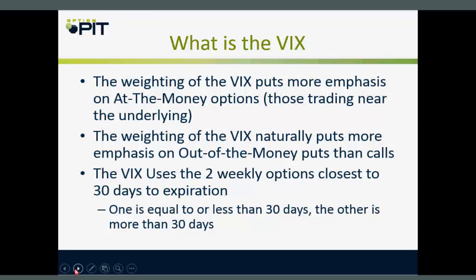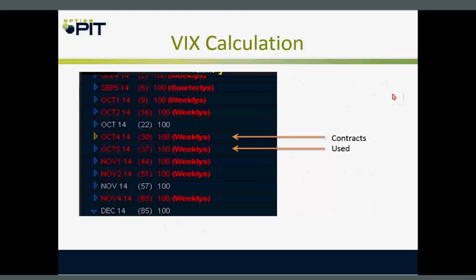The weighting of the VIX puts more emphasis on at-the-money options. So really, the at-the-money level, where the S&P is trading, is the biggest driver of where VIX is going to trade. Next, it's out-of-the-money puts. People that buy puts to hedge are going to drive VIX more than call buyers. And then finally, people that buy out-of-the-money calls are going to be the final driver of VIX. VIX uses the two weekly options closest to 30 days to expiration to calculate itself. One is equal or less than 30 days to expiration. The other one is more. So in this chart, you can see the October 4/14, so 2014, the fourth week is 30 days to expiration.